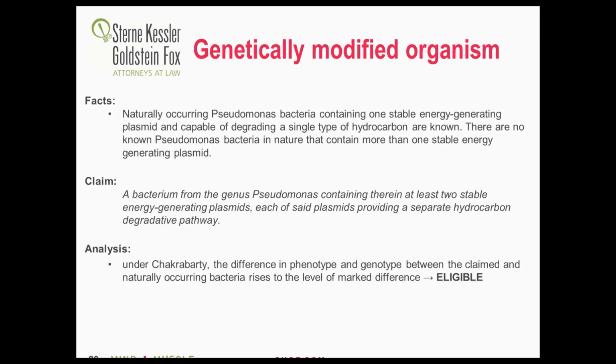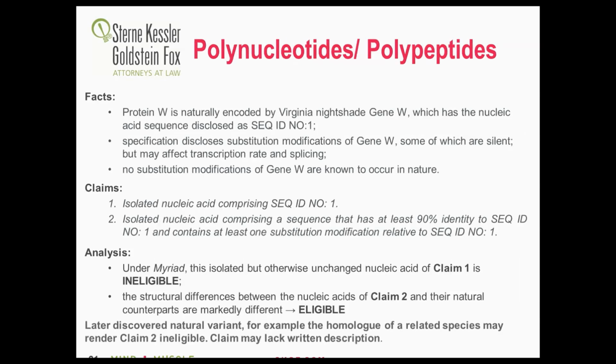The examples also provide guidance for claims directed to polynucleotides and polypeptides. The examples for polynucleotides and polypeptides closely match each other, so we only included in the slides the examples for polynucleotides, but basically the lesson from here can be applied to polypeptide claims as well. So the first claim to examine here is directed to an isolated nucleic acid comprising sequence ID number 1.